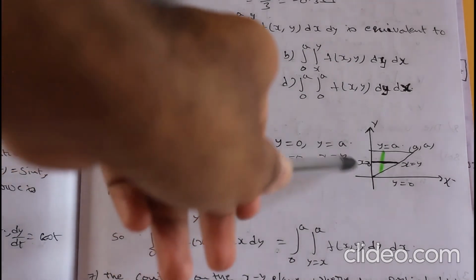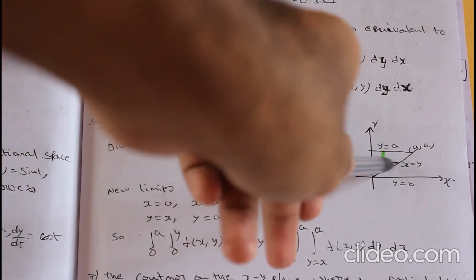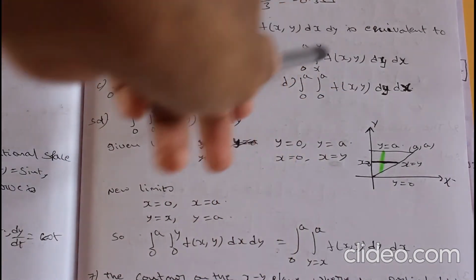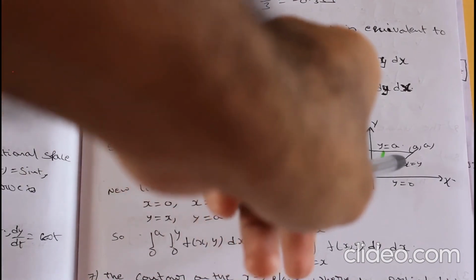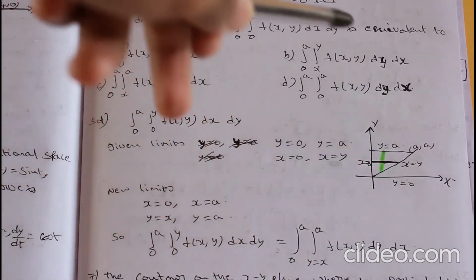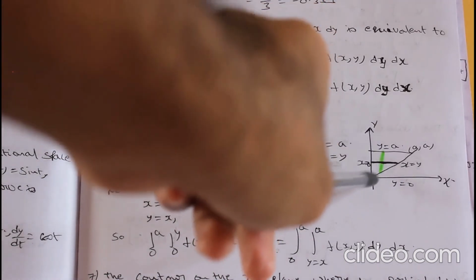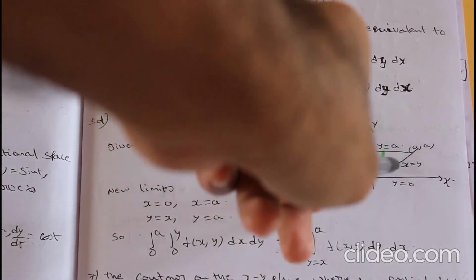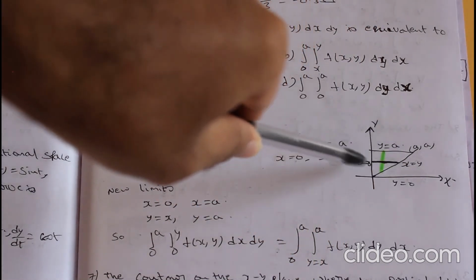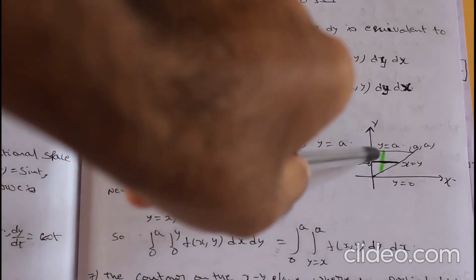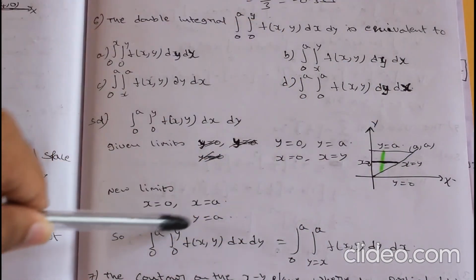Okay, the original limits are based on this horizontal strip because that is dx dy, and based on this strip the limits are there. Now in order to change, we took the vertical strip in this region. If you take a vertical strip in any region and look at the limits, these are the limits: x is equal to 0 to a and y is equal to x to a.